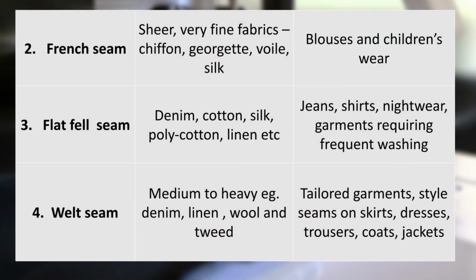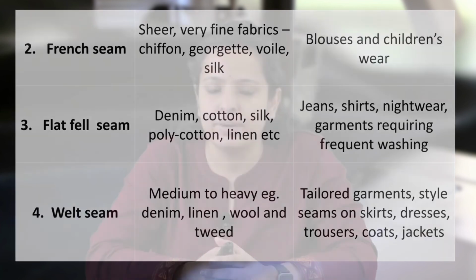French seam we generally use, as we discussed also, for the sheer thin fabric, very fine fabrics like chiffon, georgette, silk, voile, and that type of fabrics. So generally we use it for the blouses and the children's wear or kids wear garments.